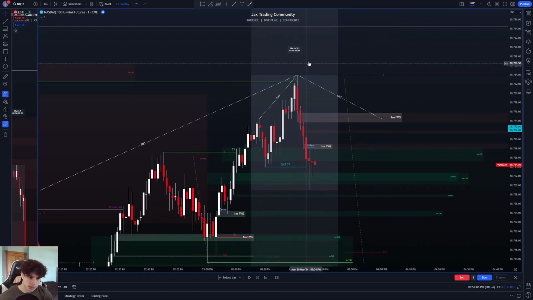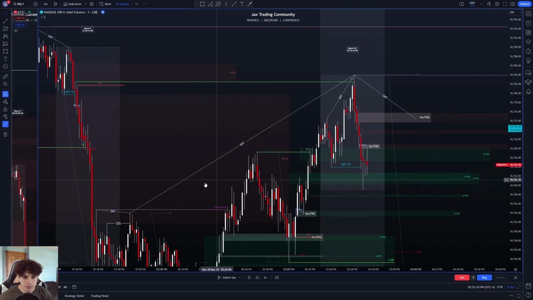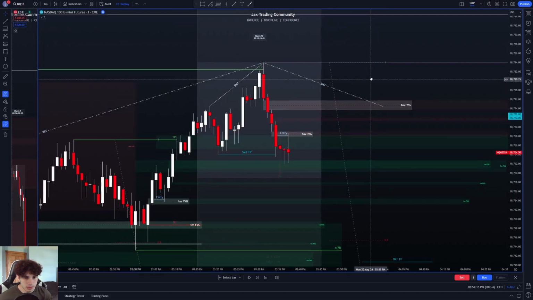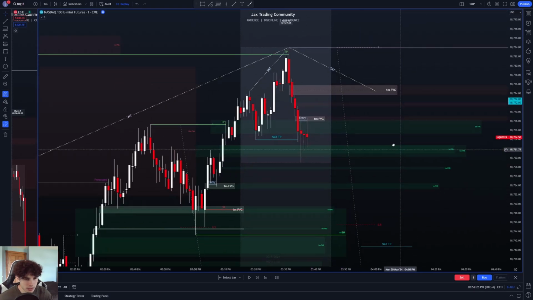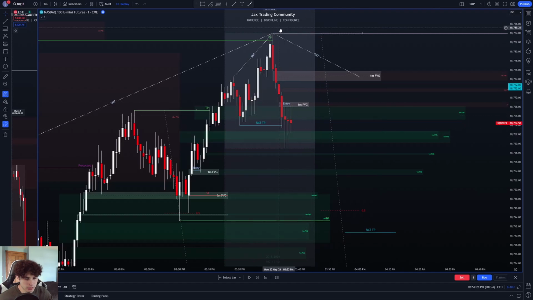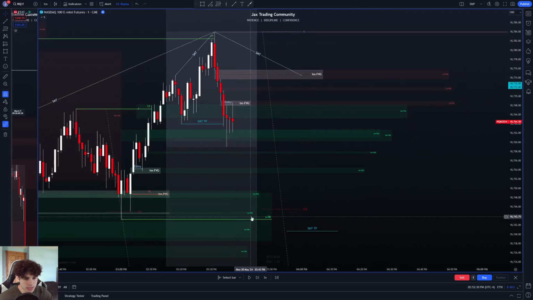So now we have this double SMT. So SMT from this high to this high, and from this high to this high. Then we have a move down. I want to see us tap into a fair value gap. So we take out this SMT TP, retrace back up into this 1 minute fair value gap. This can be your entry. And since this is also aligning with the macro, I want to see us head lower.